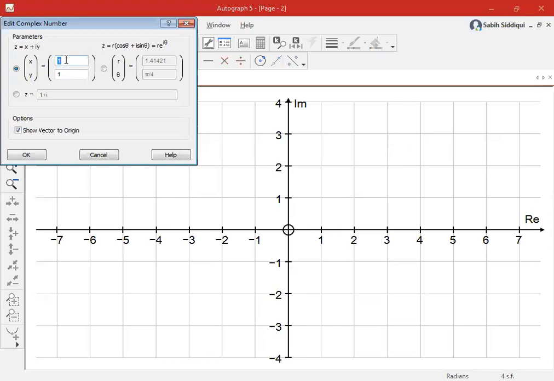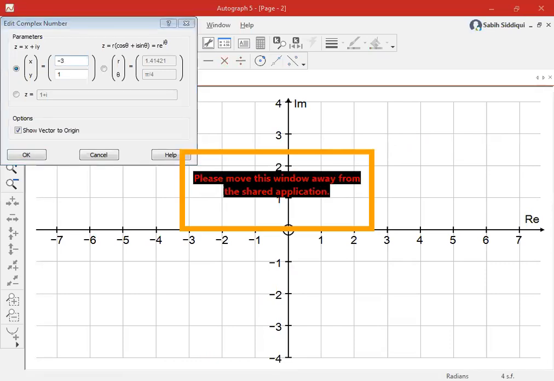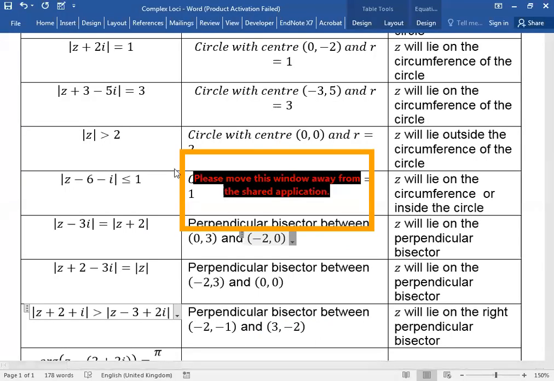Okay, now let's make the points (-2, -1) and (3, -2).